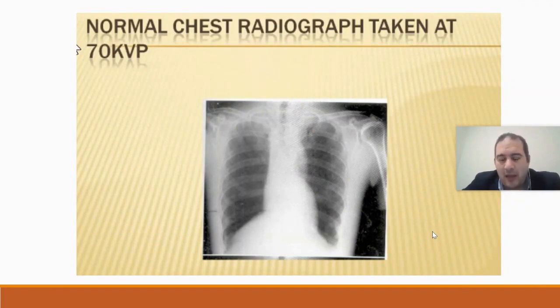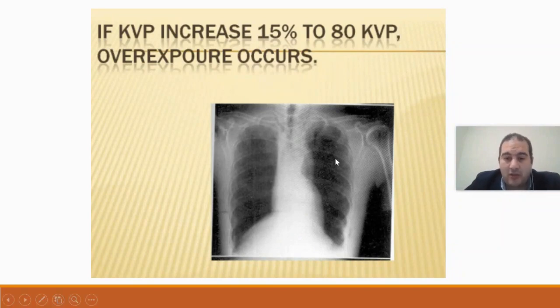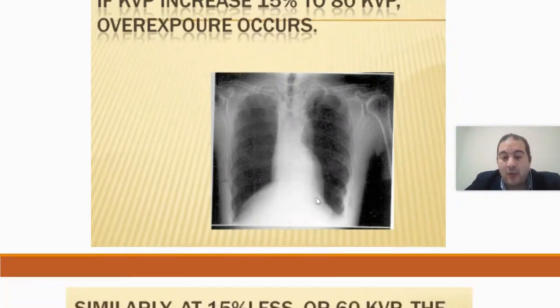For example, if I take a normal chest radiograph, you will find that you can select a kilovolt of more than 70 to create a clearer image. You can see the contrast very well, and the image appears without issues. Now, if you increase the kilovolt peak by 15%, you will find that the image has changed, and you will start to see the shape appearing in this way.